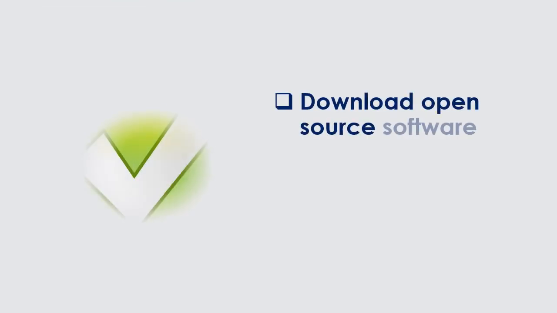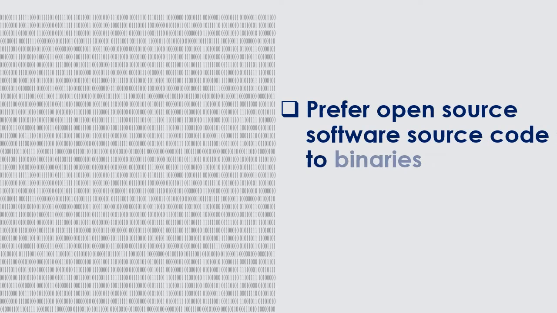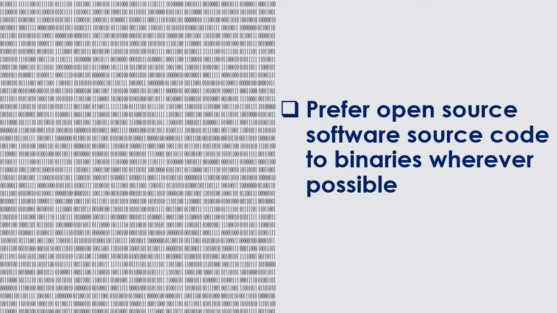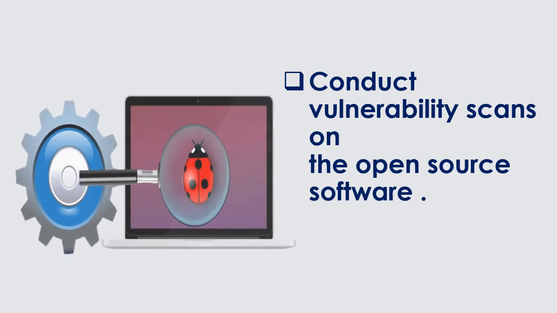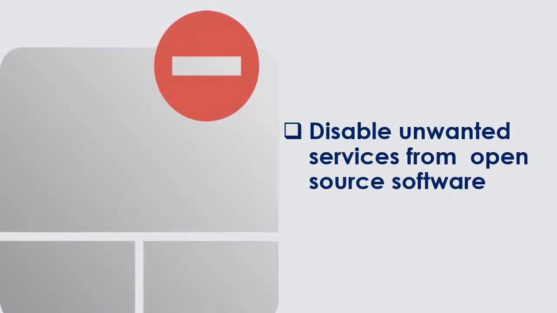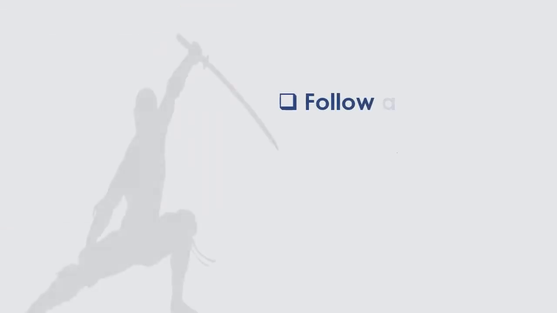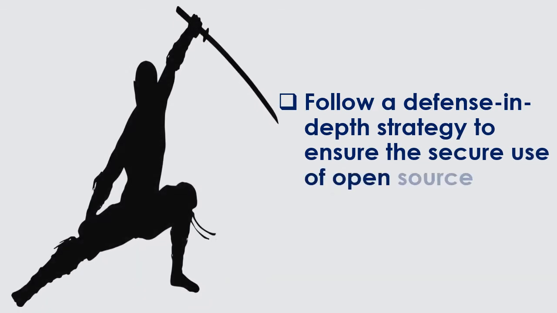Download open source software only from trusted sites. Prefer open source software source code to binaries wherever possible. Conduct vulnerability scans on the open source software. Disable unwanted services from open source software. Follow a defense-in-depth strategy to ensure the secure use of open source software.